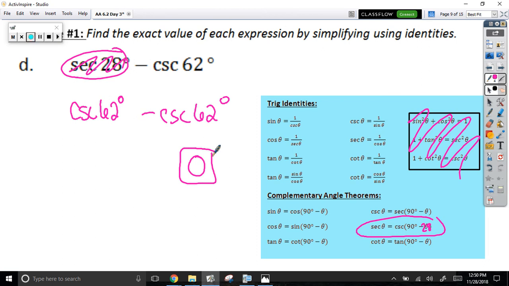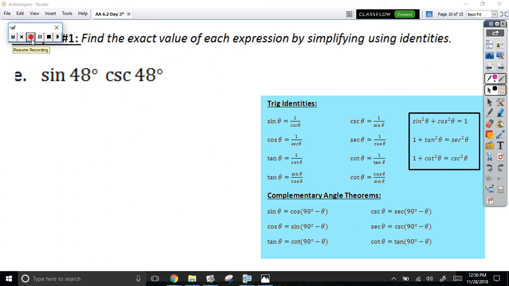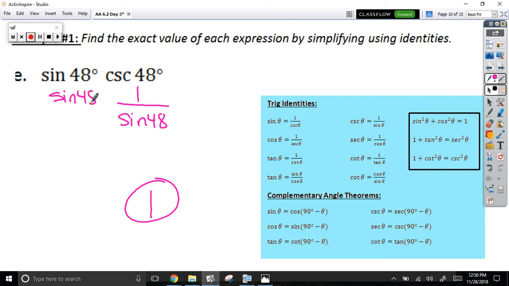Try E on your own, and then we're going to flip to the back. We're only going to do C on the back, because the other ones are all, what will we be getting for E? In front. 1. Angles matched. Changed one of these to the other one. Doesn't matter. I think I changed cosecant to 1 over sine. Leave the other one as is. Cancels out to get me 1.